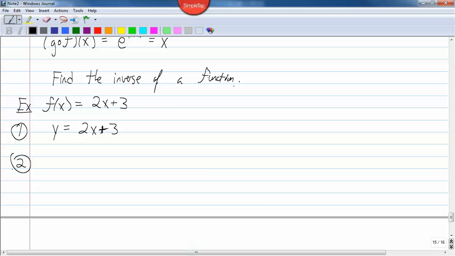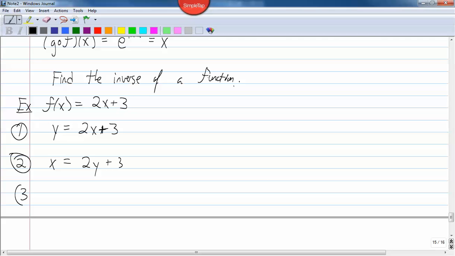The second step is to interchange x and y. That means where you have an x, write a y, and where you have a y, write an x. That doesn't mean switch around terms yet. That just means for every x you write a y, for every y you write an x. So x equals 2y plus 3.